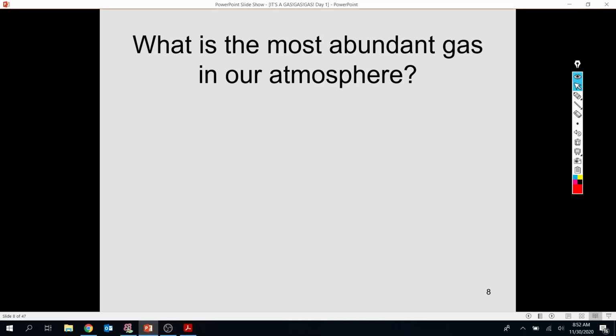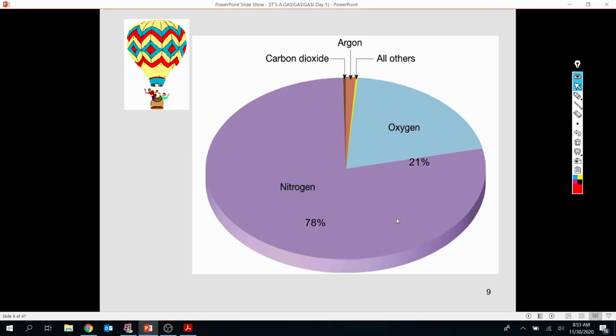Now, of course you knew our atmosphere is made up of different gases. And if I were just to ask you which gas is the most abundant, meaning which one is there the most of in our atmosphere, what would you say? Would you say oxygen, since that's what we breathe? That is not correct. It turns out that what's most abundant is nitrogen. There is the most nitrogen out of all of them, and it's a huge majority. 78% of our atmosphere is actually nitrogen.